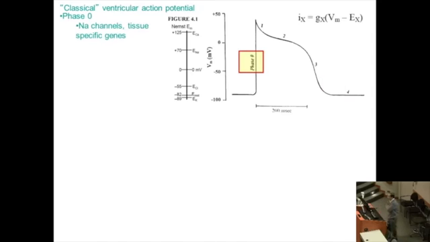Phase 0, we have our rapid upstroke. I'm a cardiac myocyte. I have my sister on my right. I have my brother on my left. My sister is depolarized and propagating an action potential. And she depolarizes from right to left as that action potential propagates.